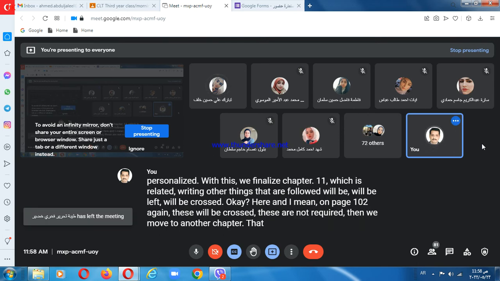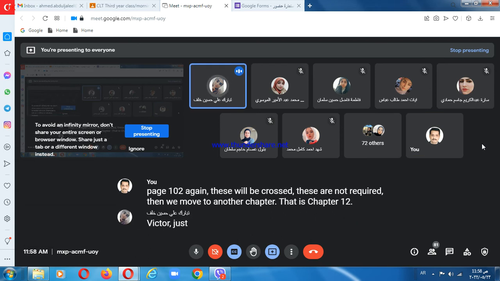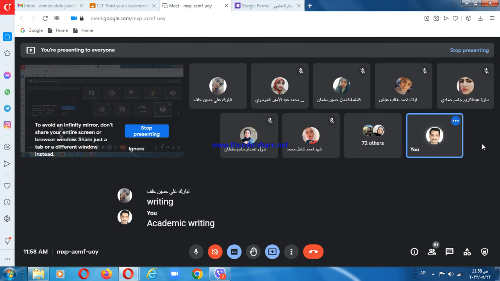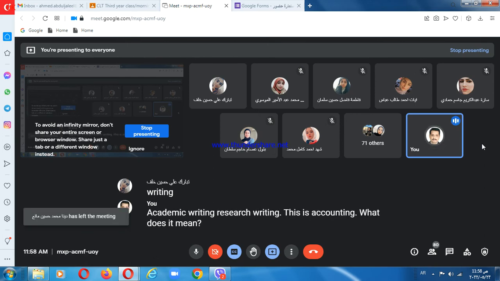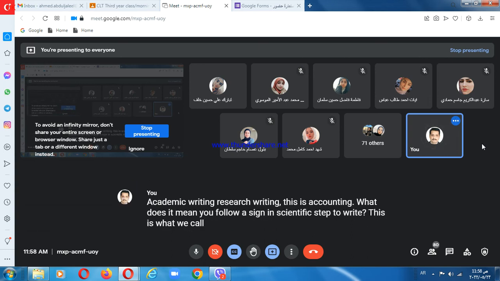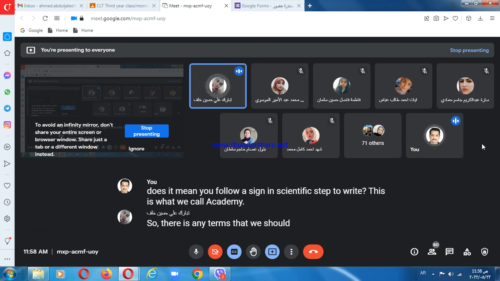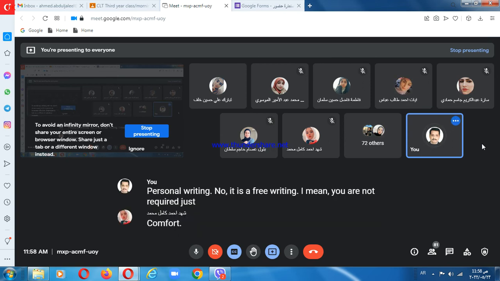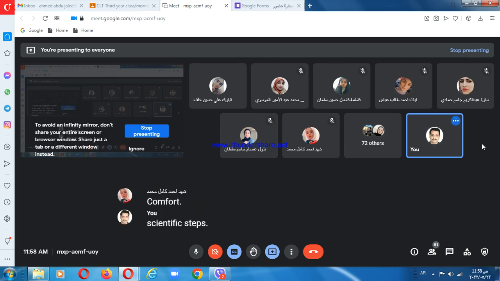That is chapter 12. Doctor, just before you go to another chapter, please, just about the academic writing. It's different from our normal writing. Academic writing, research writing. What does it mean? You follow a scientific step to write. This is what we call academic writing. Is there any term that we should use for personal writing? No. It is free writing. You are not required to follow scientific steps.